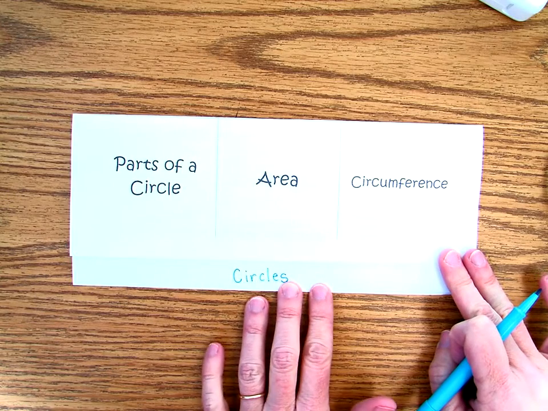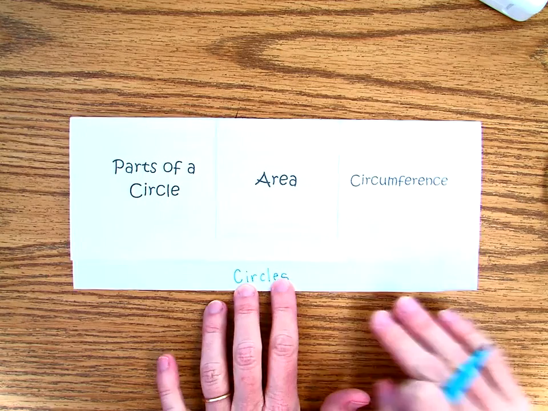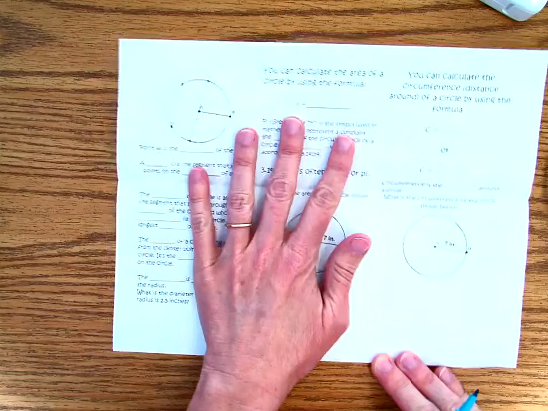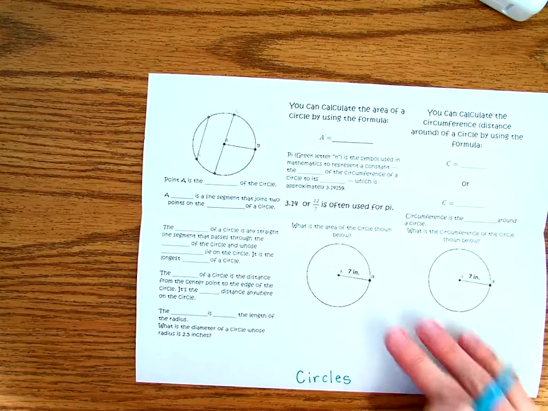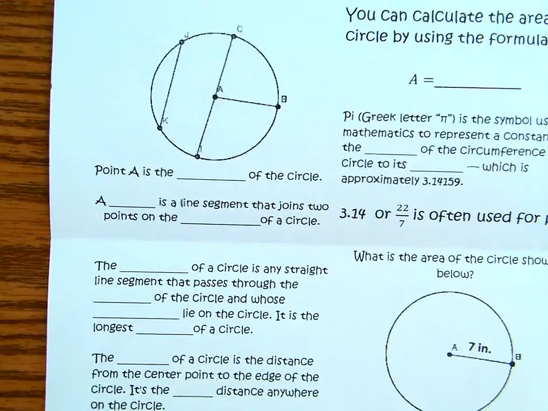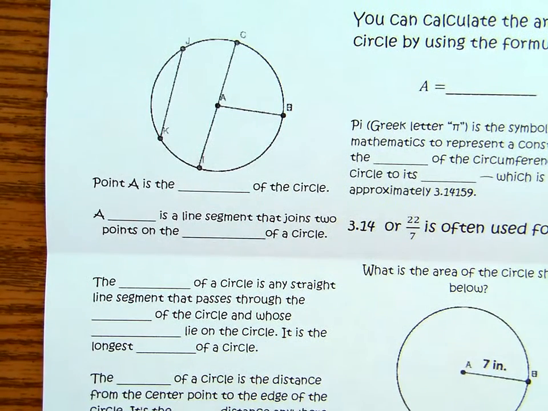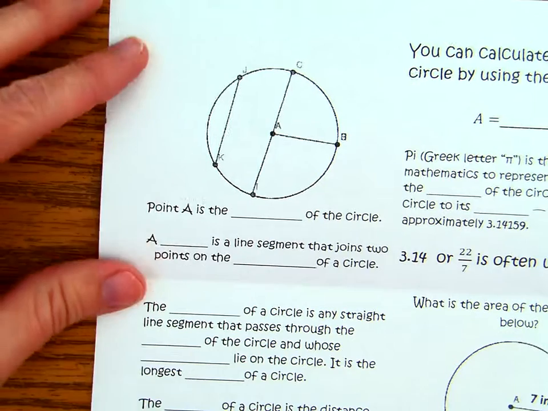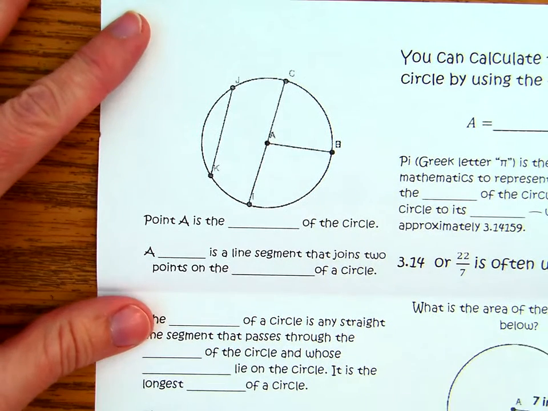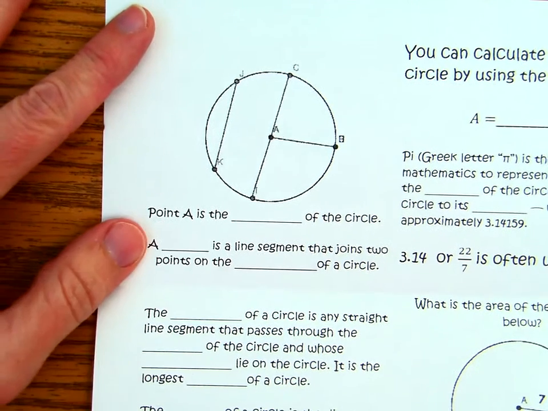So once you've done that, then we're going to go to the inside, and for this video we're just going to do this left-hand section. So I'm going to zoom in on that so you can see it a little bit better. You have previously worked on circles a little bit, but you did not focus on the vocabulary of circles, so that's what this part is going to address.